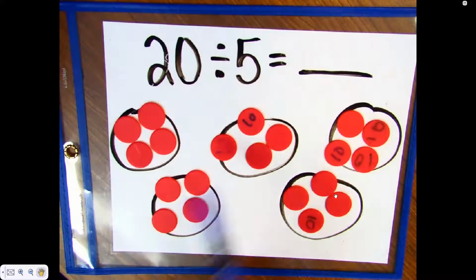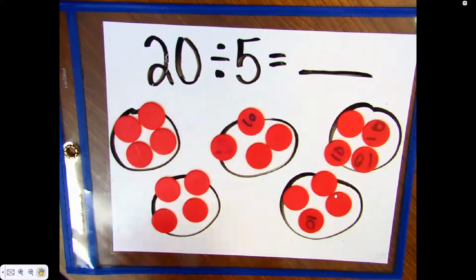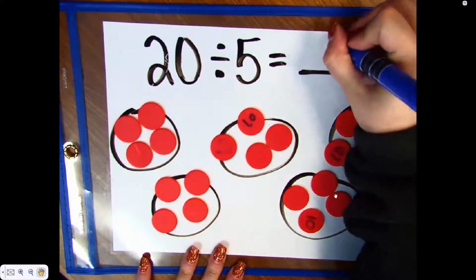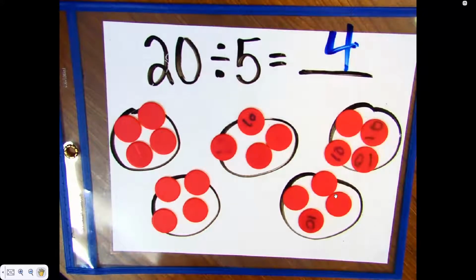So what number would then go as my answer? Aaron, what number is my answer? 4. 4. Because I have 4 counters in each group. So then my answer is 4. Okay? So that is how you would do this if you just have the equation, my division sentence or equation.